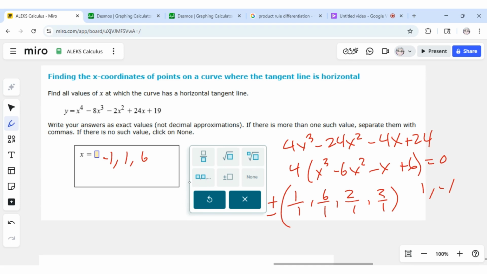So that's a little bit of work with finding the points on a curve where the tangent line is horizontal.